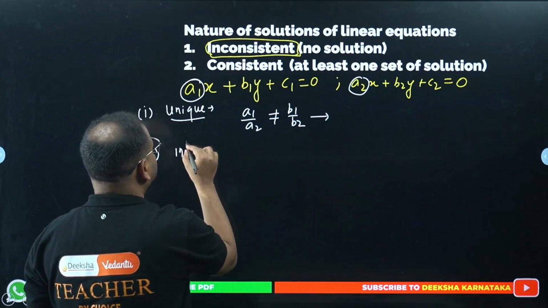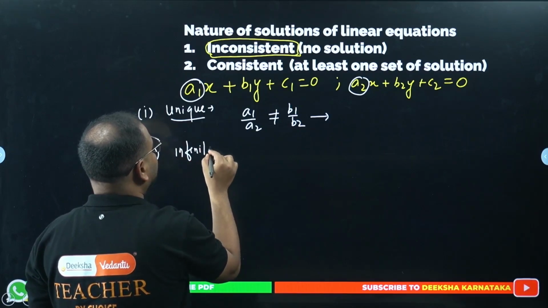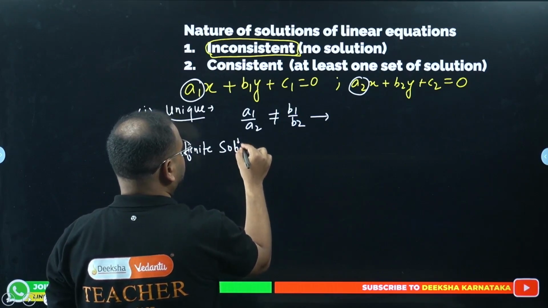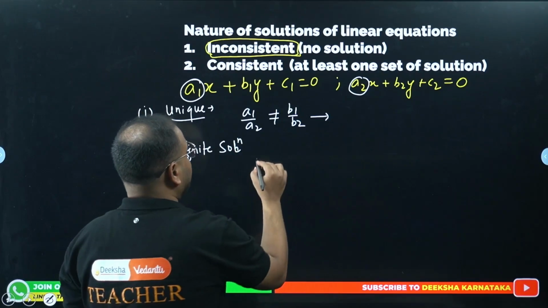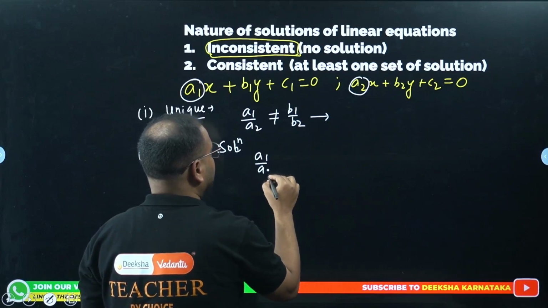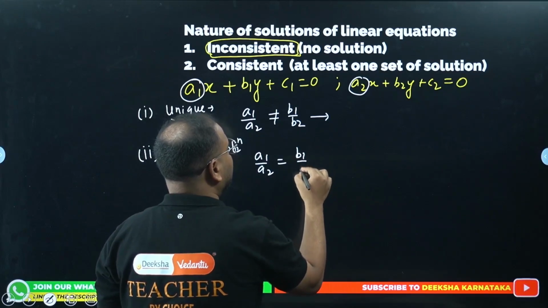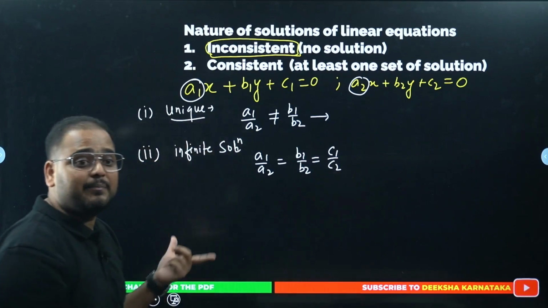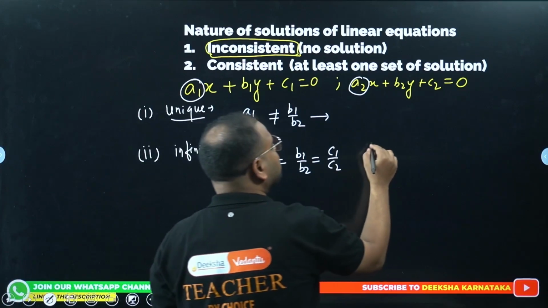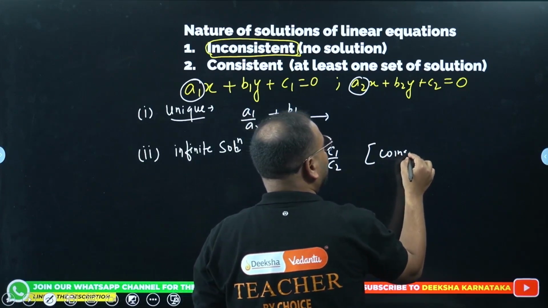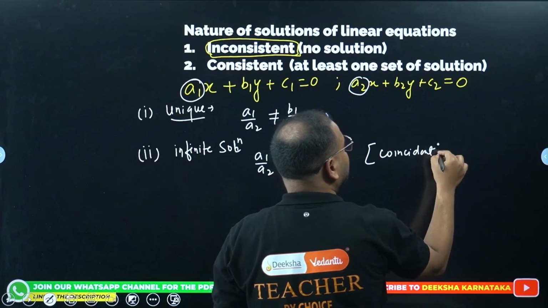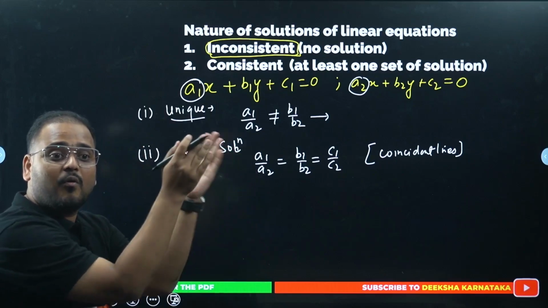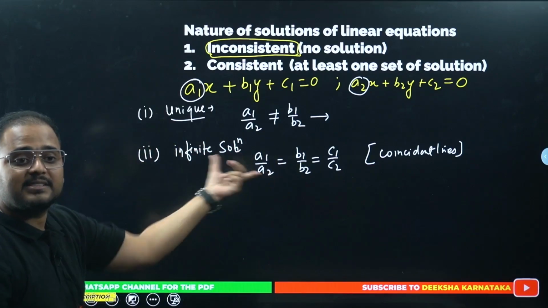Second one, when I have infinite solutions. When will I have this? When my A1 by A2 is equal to B1 by B2 but also equal to C1 by C2, then it becomes coincident lines, means they are overlapping completely. That's the case of infinite solutions.